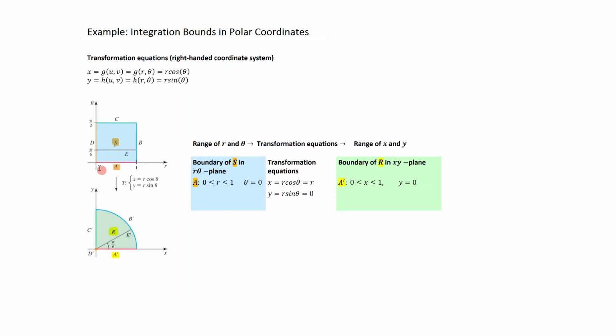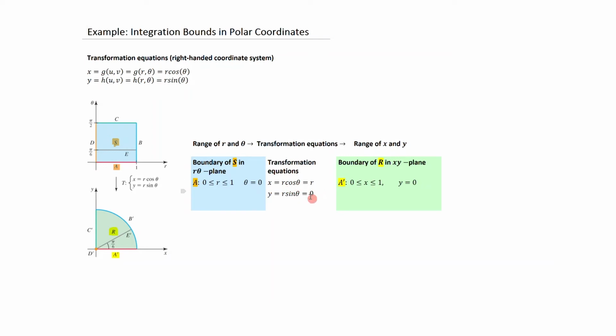So first let's take A. Now A here is just a straight line, where 0 is less than or equal to r, which is less than or equal to 1, and theta in this case is 0. If you then substitute theta equal to 0 into the transformation equation, x becomes r and y becomes 0.